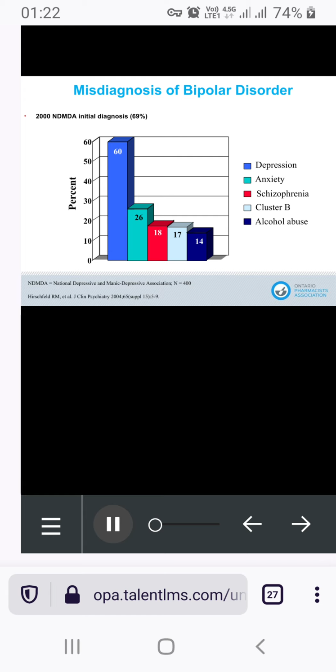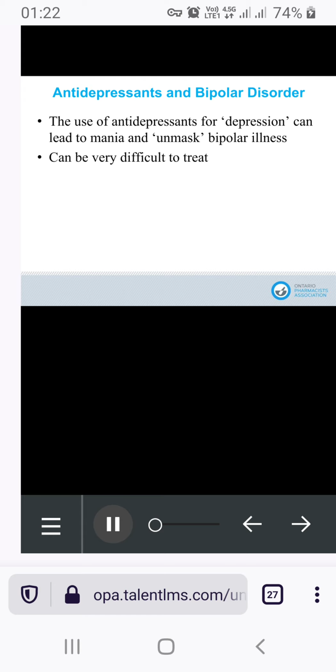Misdiagnosis of bipolar disorder: 60% is depression, 26% is actually anxiety, 80% is schizophrenia, 17% is cluster B, and the last is alcohol. Antidepressants and bipolar disorder: the use of antidepressants for depression can lead to mania and unmask bipolar illness, which can be very difficult to treat.